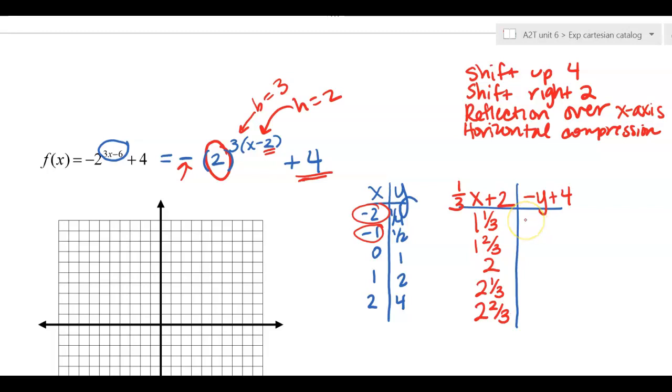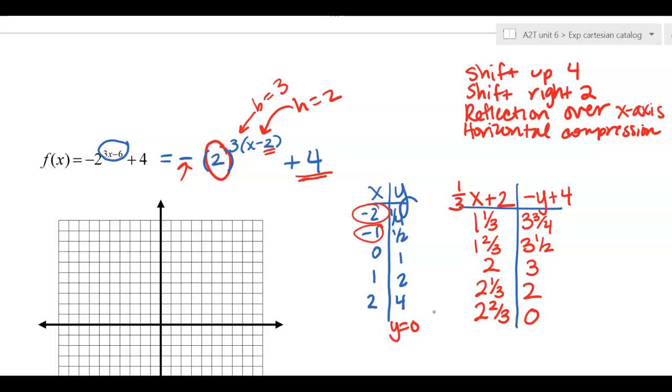We're just going through this for demonstration purposes. If I had a negative 1/4 plus 4, that would be 3 3/4. Negative 1/2 plus 4 would be 3 1/2. Okay. Negative 1 plus 4, negative 2 plus 4, negative 4 plus 4. Okay. And then the other thing we want to keep track of is our asymptote.